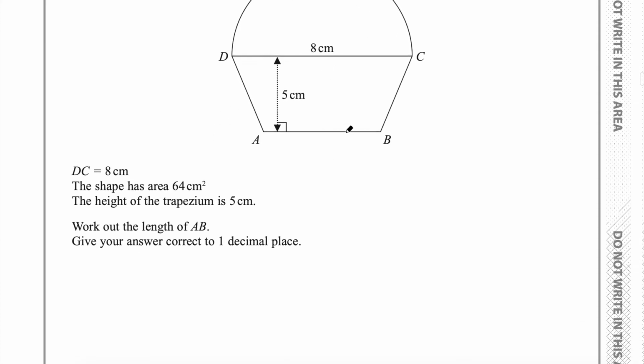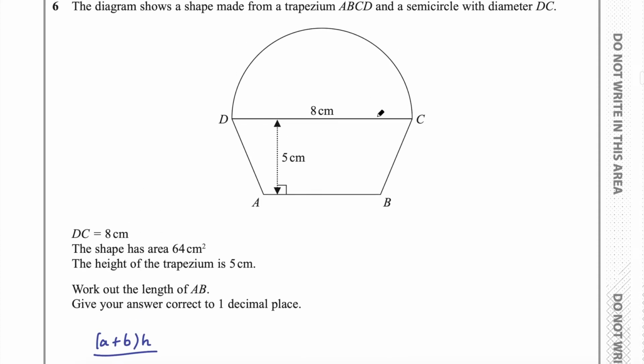Now, the formula for the area of a trapezium is going to help us here. So the area of a trapezium is the top plus the bottom lengths multiplied by h divided by 2, or you might know that as h divided by 2 multiplied by a plus b. Just the same thing, just writing it different ways. And now that's going to help us find AB, but we don't know the area of the trapezium yet. The first thing we have to do is work out the area of the semicircle, take that away from 64, and then we'll know the area of the trapezium.